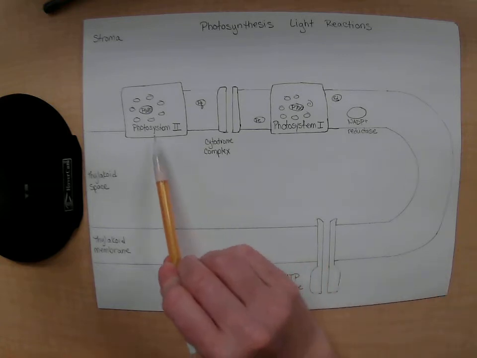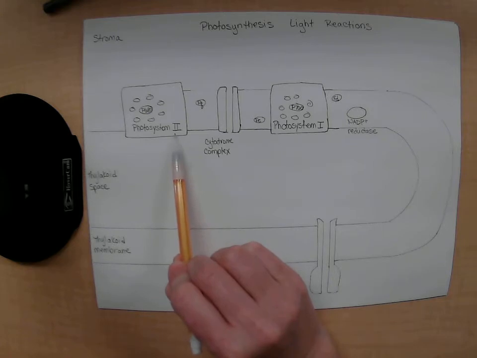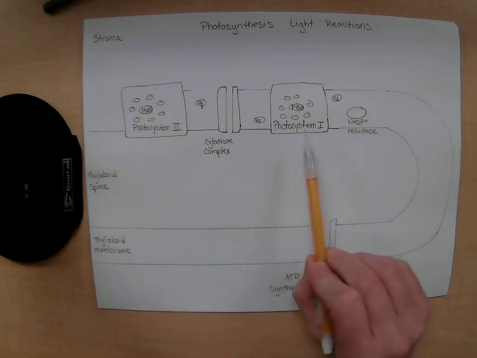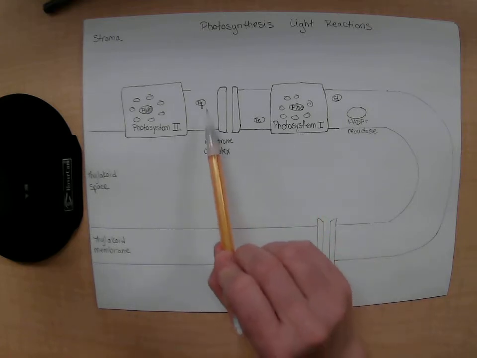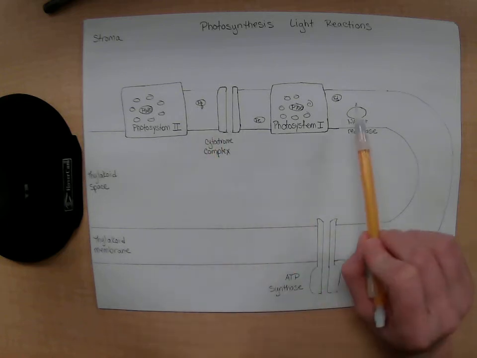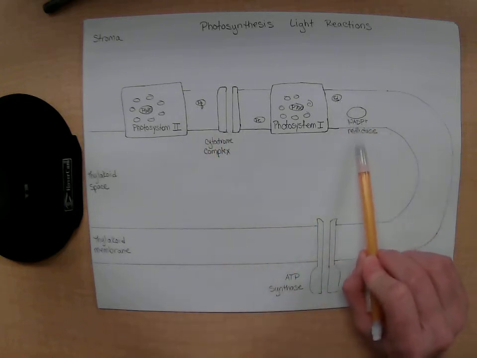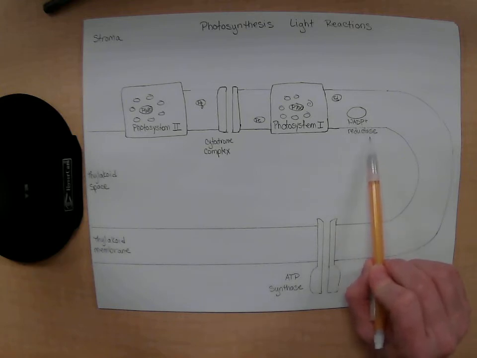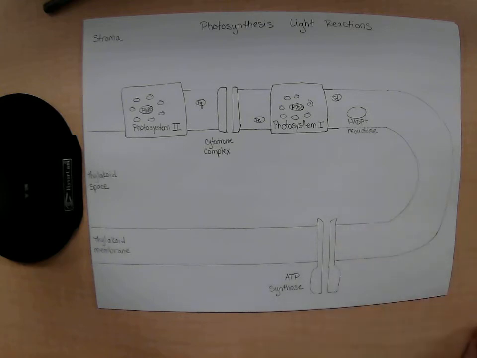So we have photosystem 2, which happens to come first. It just happened to be named second. It was identified second. Photosystem 1, we have PQ, cytochrome complex, PC, FD, NADP plus reductase is an enzyme, and the ATP synthase. So we're going to walk through this.